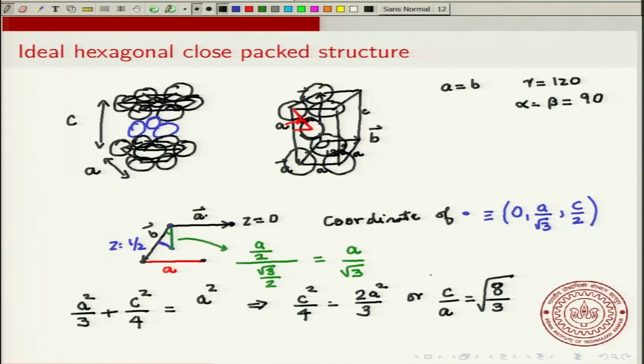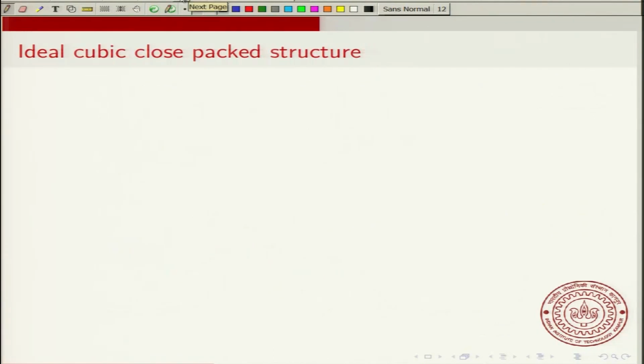So this is the ideal ratio for a hexagonal close packed structure. If the atoms were really close packed, then the c by a ratio would be exactly 1.63 in a hexagonal close packed structure.